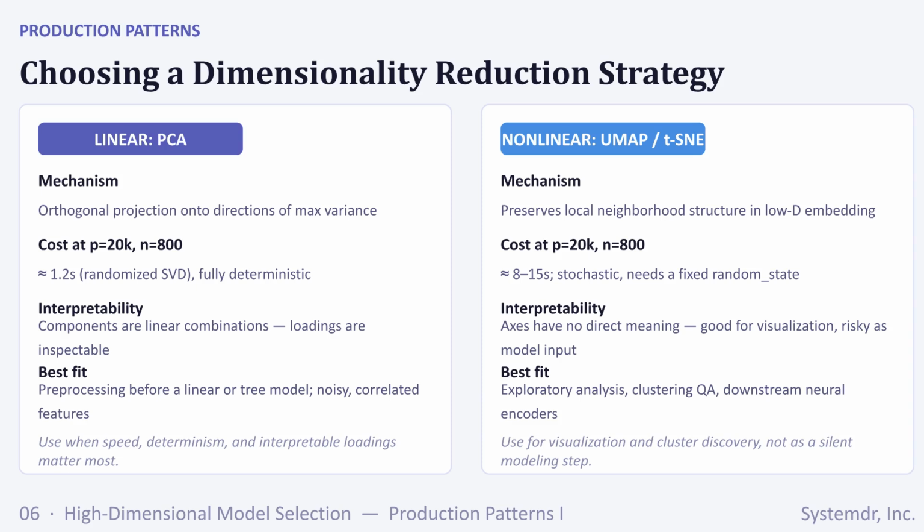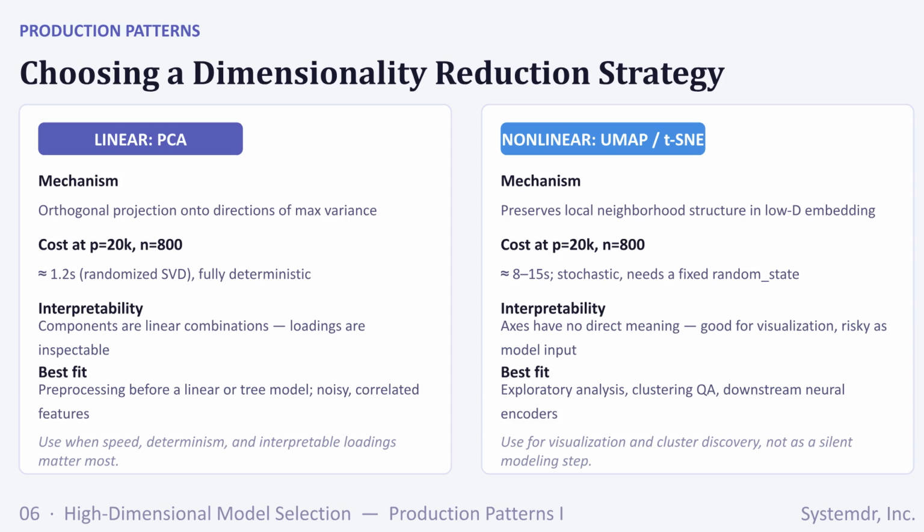They're slower, roughly 8 to 15 seconds on that same data. They're stochastic, so you need to fix a random state for reproducibility. And critically, their axes carry no direct meaning at all. That last point is the one that trips teams up.